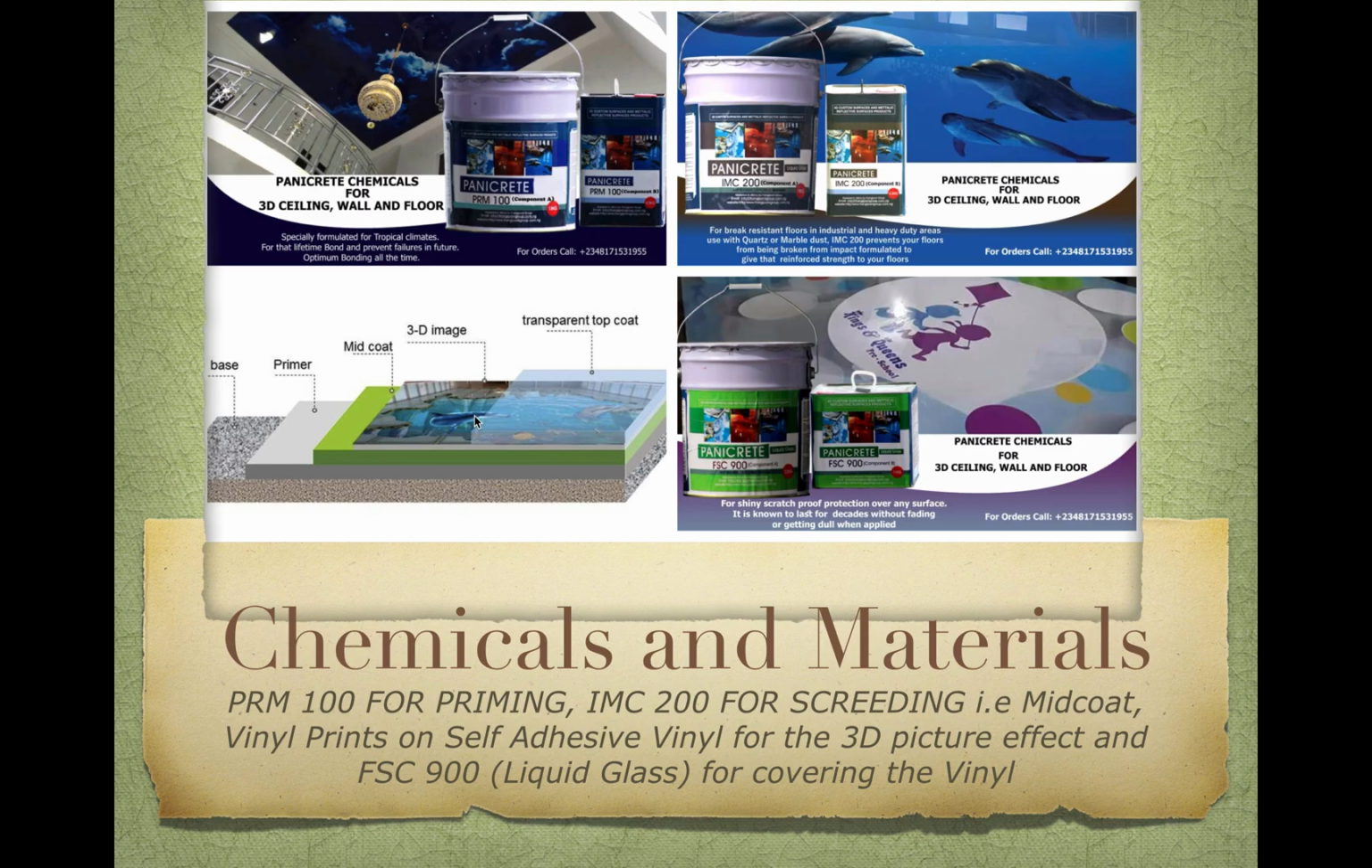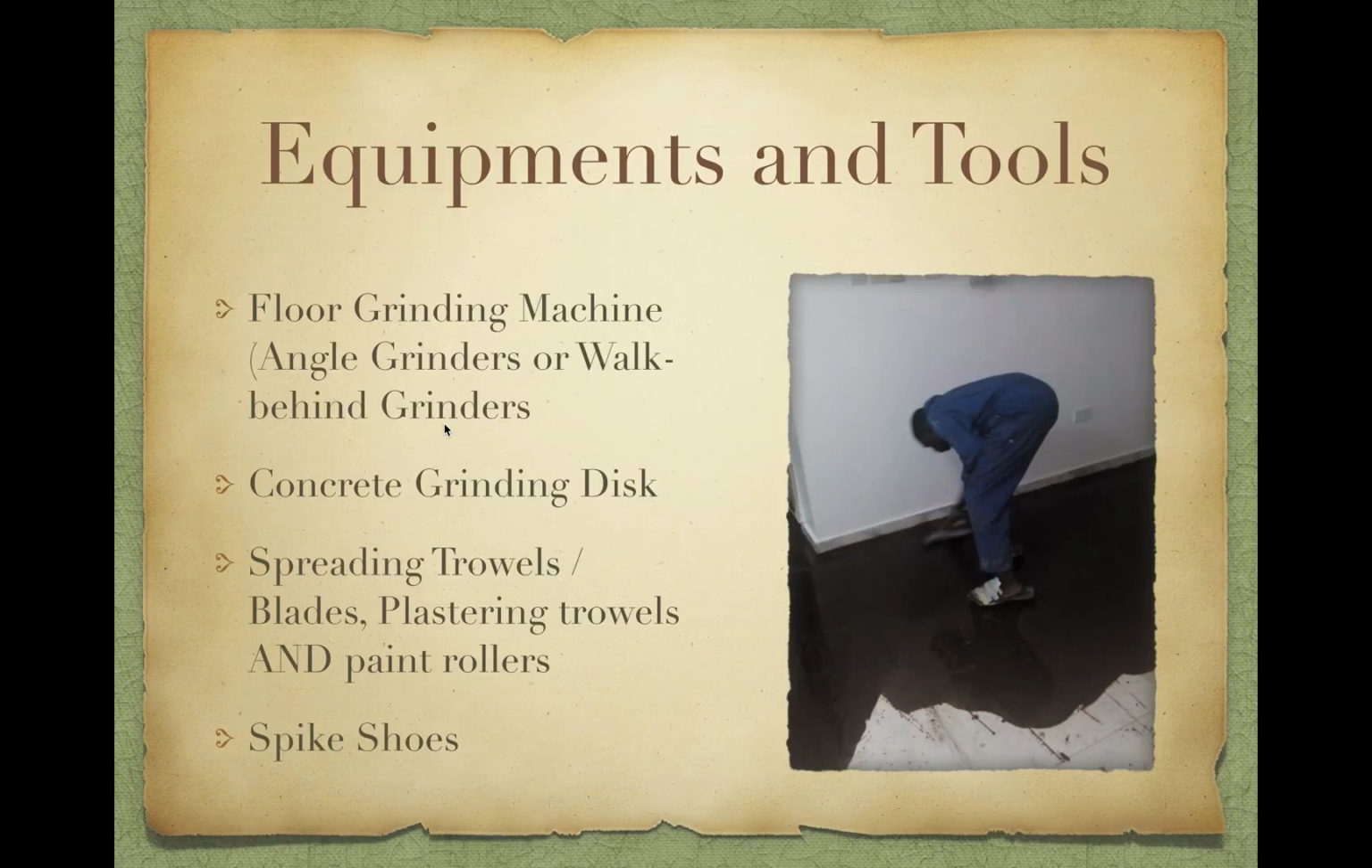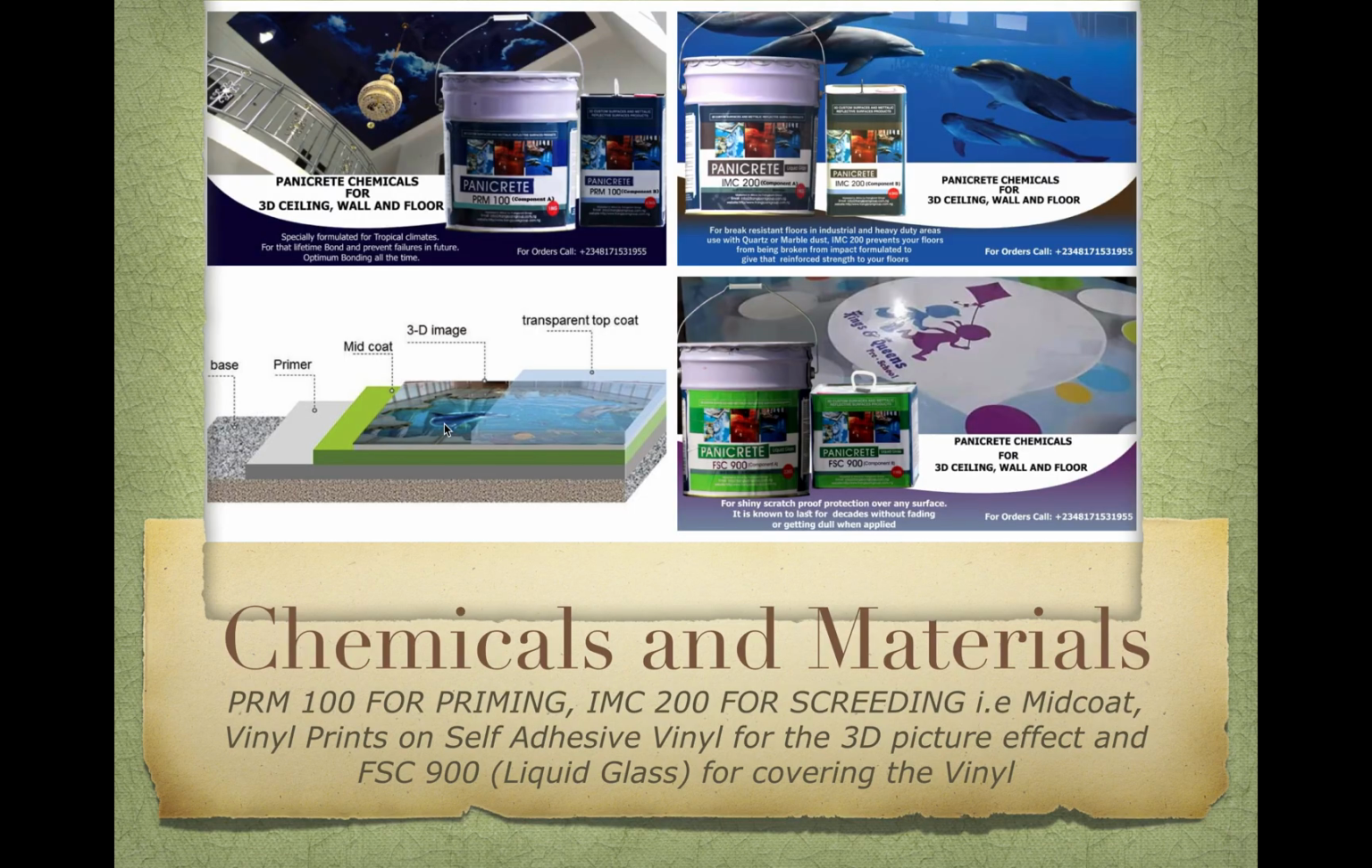So basically, this is the cross section of a 3D floor, and you basically need three chemicals to make the 3D floor. You need the PRM100, you need the IMC 200, and you need the FSC 900. Those are the three chemicals you need. You need the 3D image. The 3D image is responsible for the graphic looks you see on the 3D floor. That's basically your cross section of the 3D floor and the chemicals you require in order to make them.